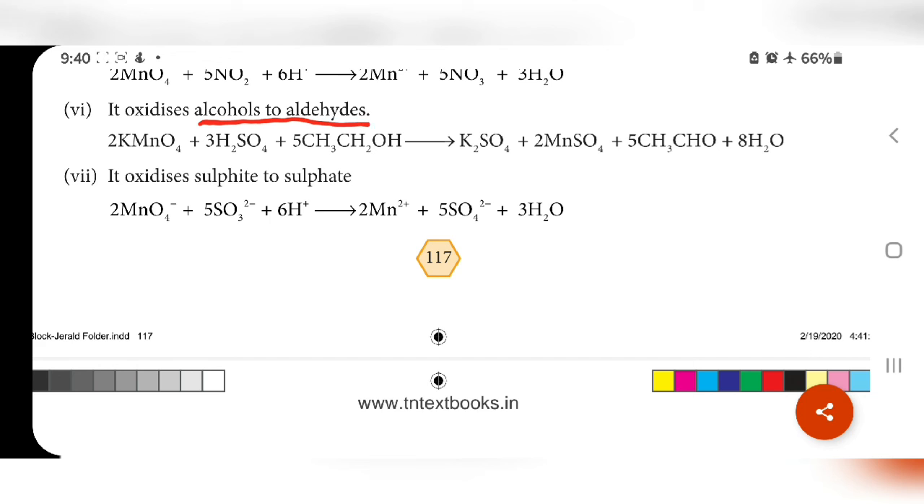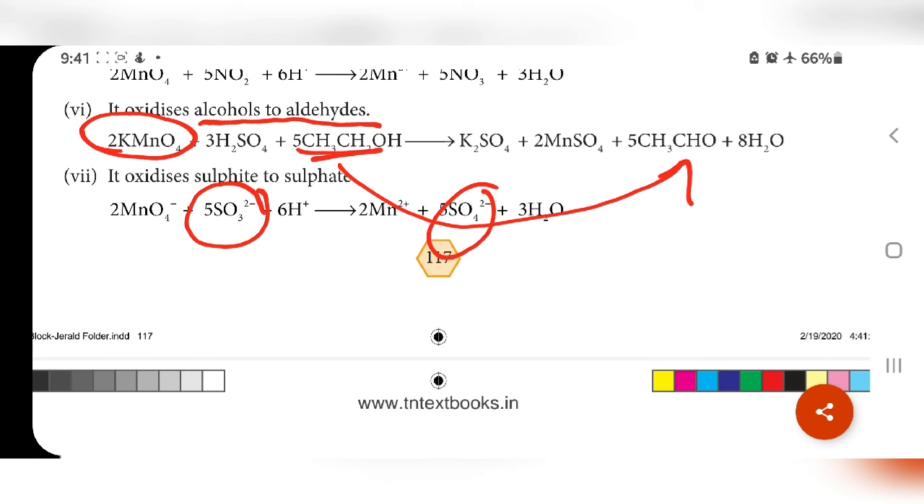It oxidizes alcohol to aldehyde. So this is alcohol. Alcohol oxidized means it will be converted into aldehyde. For this oxidation, potassium permanganate only is used as an oxidizing agent. It oxidizes sulfite ion SO3 2 minus to sulfate ion SO4 2 minus. The reason for this oxidation is permanganate ion only. It acts as an oxidizing agent. So many examples are given for this oxidizing property.